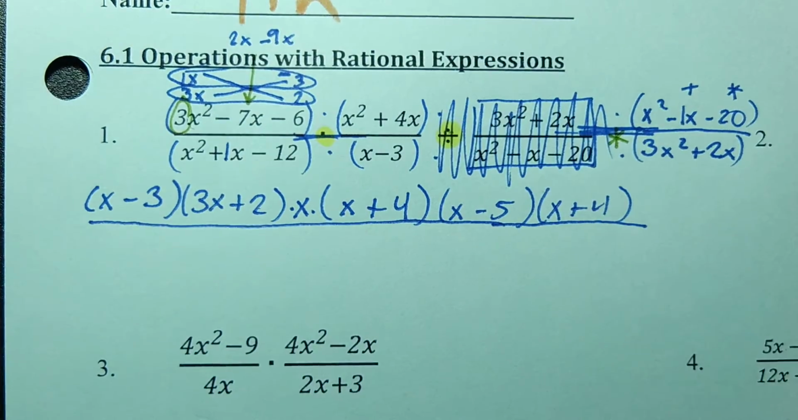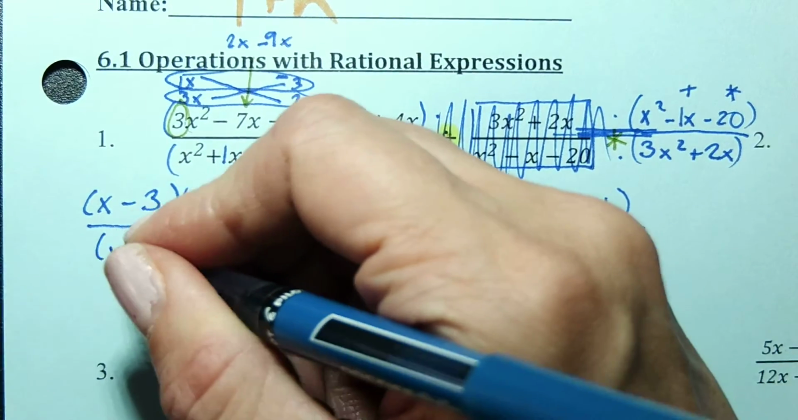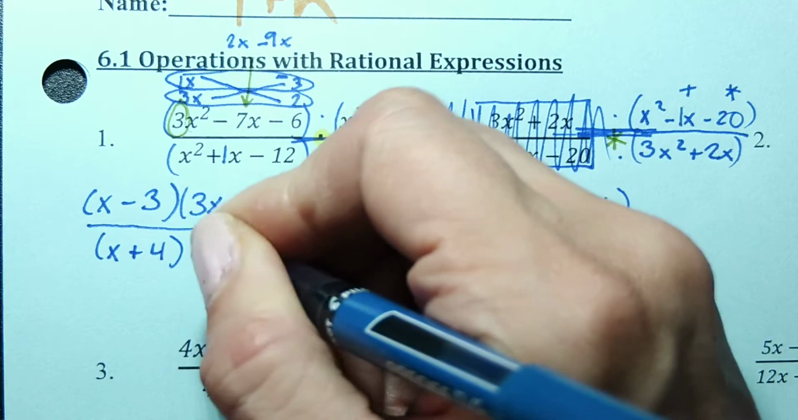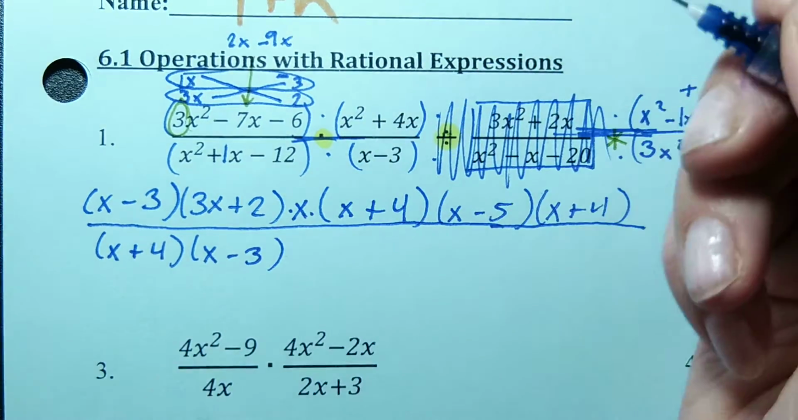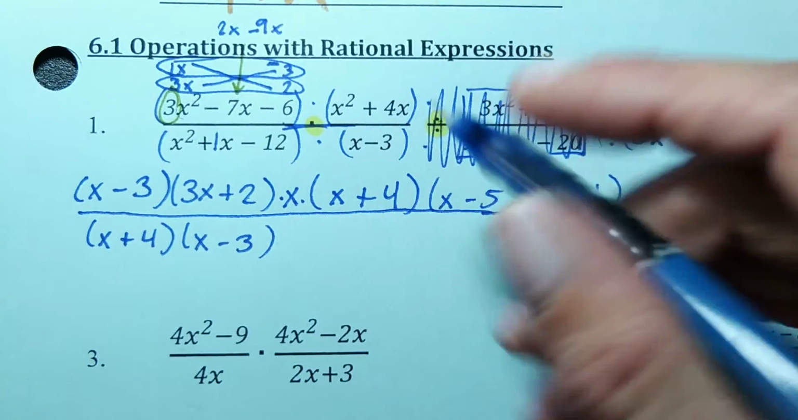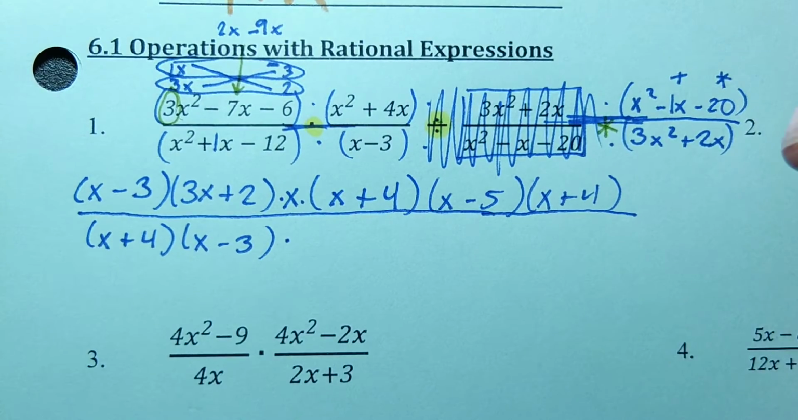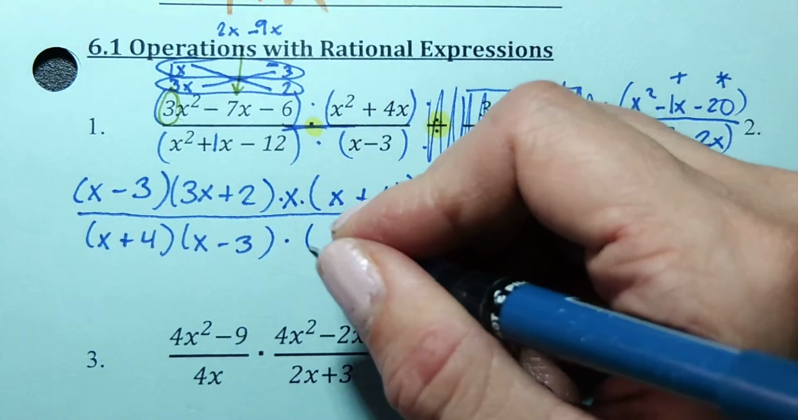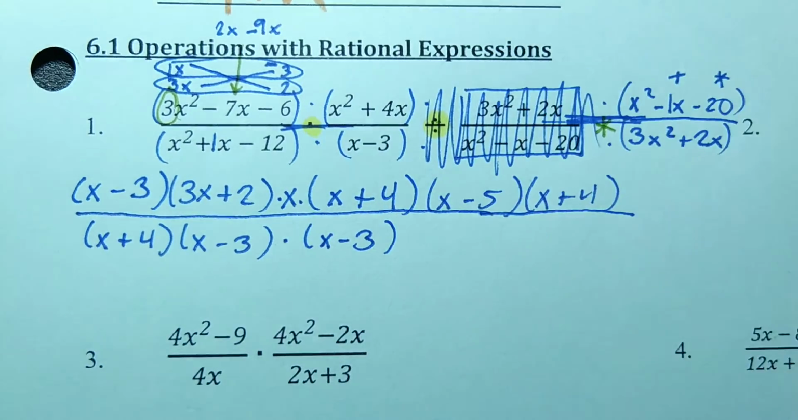Product of negative 12, sum of 1, x plus 4, and x minus 3. So that will give me the product of negative 12 and a sum of positive 1. And then, can I factor x minus 3 any further? No. Nope. So x minus 3 continues.